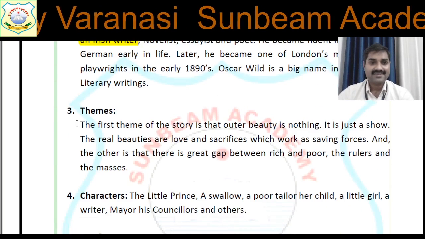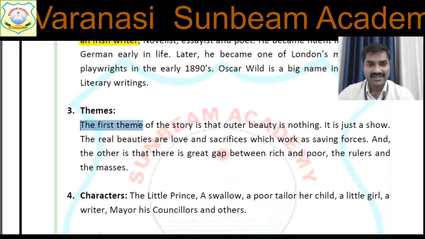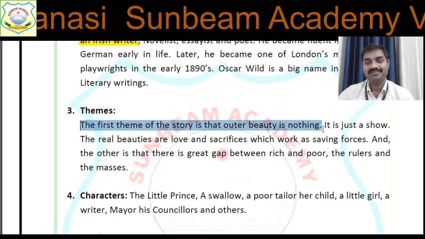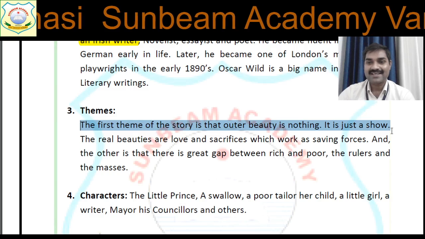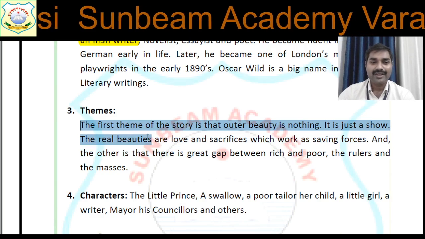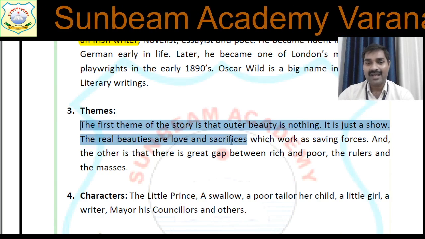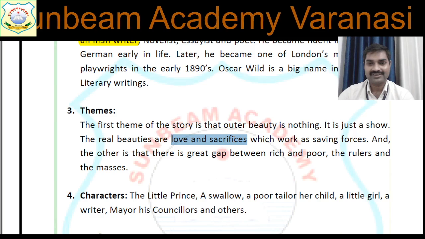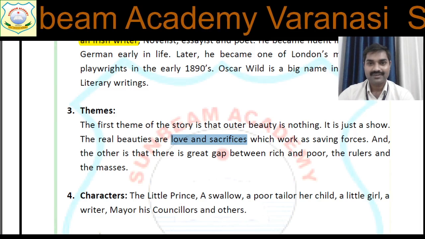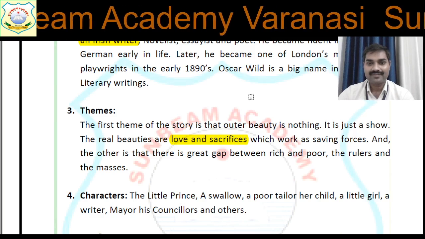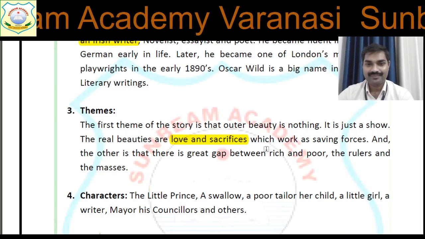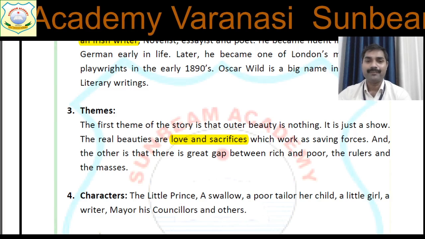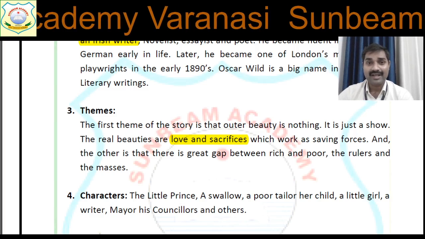Okay. Next is theme. There are many themes. The first theme of the story is that outer beauty is nothing. It is just a show, and the real beauties are love and sacrifice. So I should underline this, the most important thing. The real beauty is love and sacrifice. If you love anybody, if you sacrifice for anybody, this is the real beauty. This is the real love.